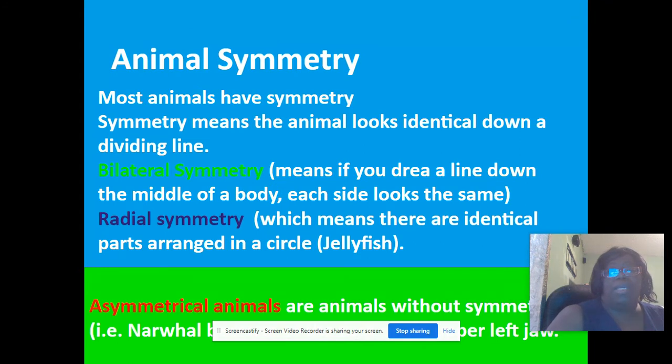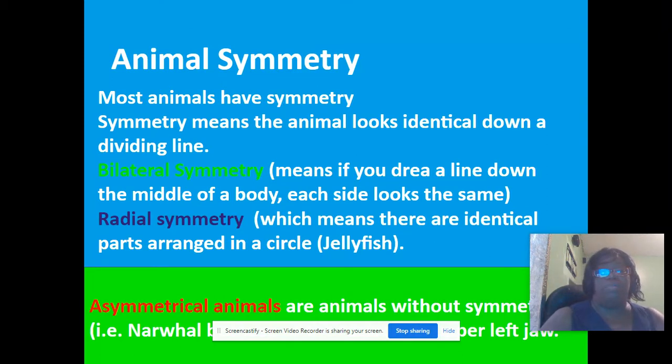Another important thing about animals, we think about symmetry. So animals have something called symmetry. Like if you had a piece of paper and you had a square, there's a point where you fold the square down the middle, and that's a line of symmetry. So symmetry means the animals look identical down a dividing line. There are different types of symmetry. You have something called bilateral symmetry, meaning if you draw a line down the middle of a body, each side looks the same. And probably similar to our human body, which is really gory. No one's going to draw a line down the middle and fold this in half.